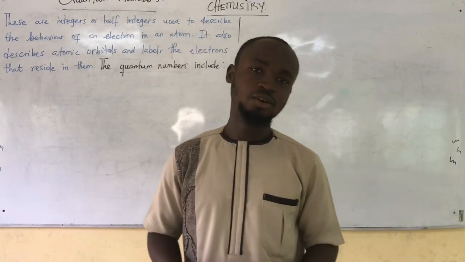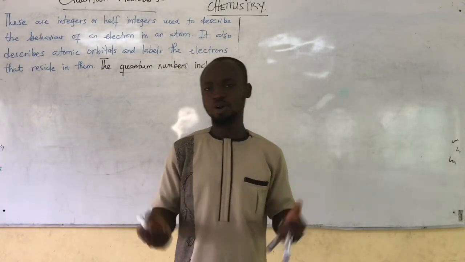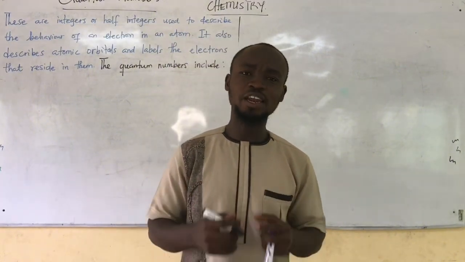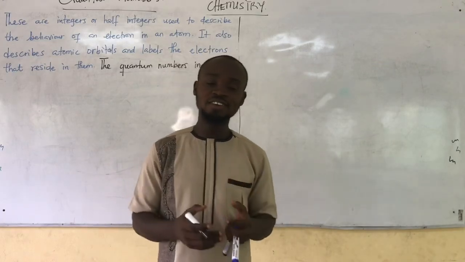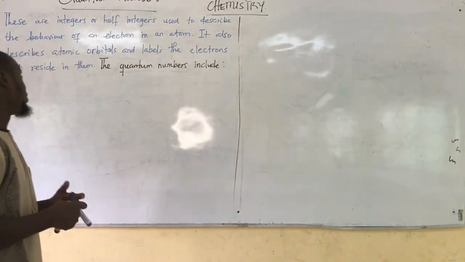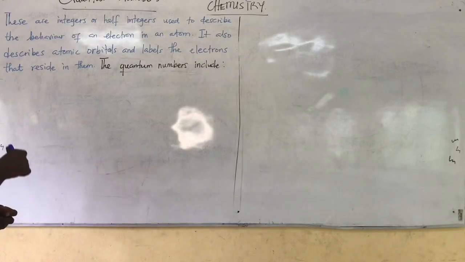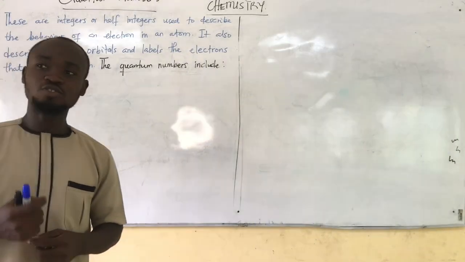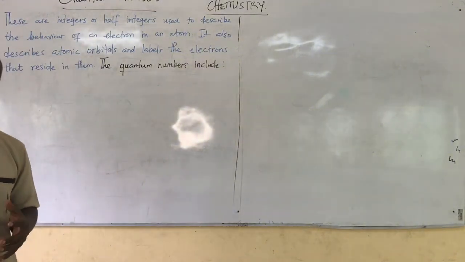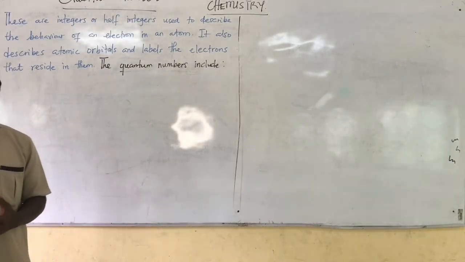In this lesson, we will be looking at quantum numbers. What are quantum numbers? Quantum numbers are integers or half integers that describe electron behavior in an atom. They also describe atomic orbitals and label the electrons that reside in these orbitals. So when you say quantum numbers, they are integers or half integers used to describe electron behaviors in an atom.